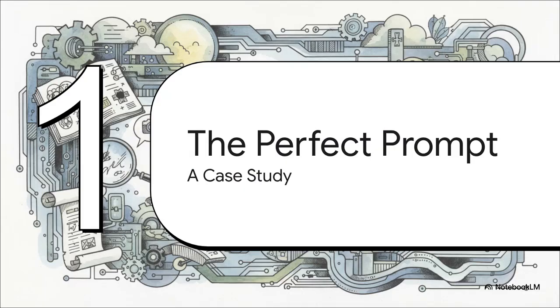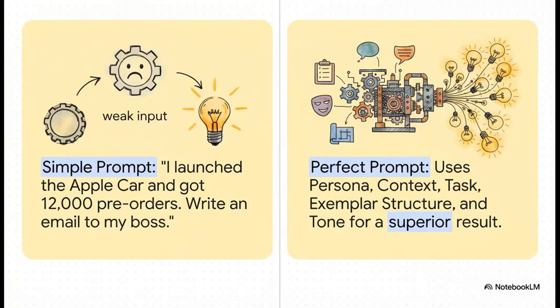Okay, so we've covered all 6 components. So what happens when you actually put them all together? Let's look at a case study and see the perfect prompt in action. Just look at the difference here. On the left, you've got a simple prompt. It's fine. It'll get you a simple, probably generic email.